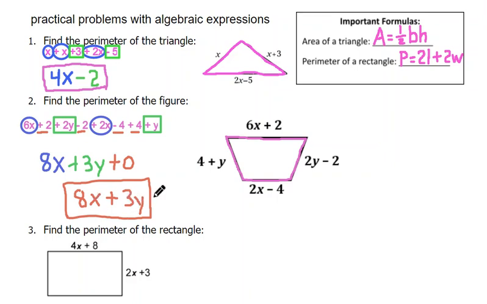All right, for number 3, it says find the perimeter of the rectangle. So we gave you the formula for perimeter of a rectangle. It's 2 times the length plus 2 times the width. So let's write that down there. All right, and now I have to identify what's my length and what's my width.